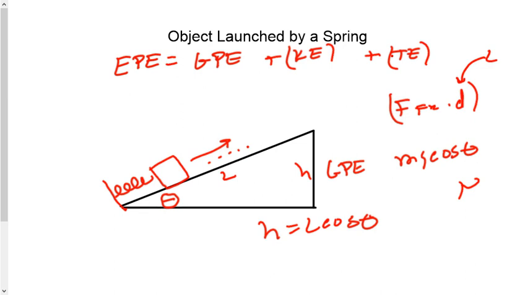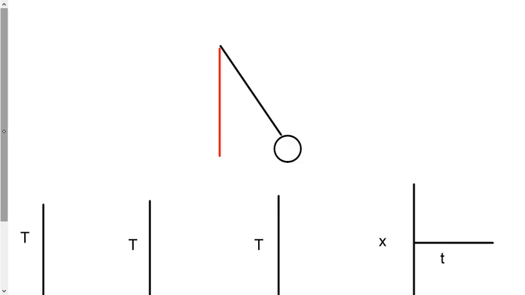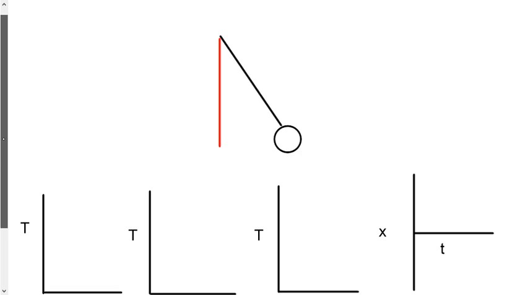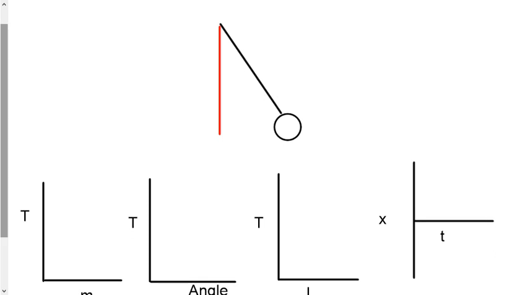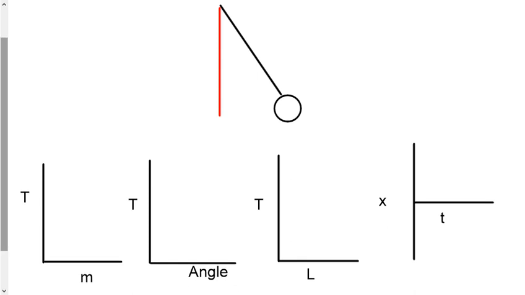All right, next experiment. Now, what if we're dealing with some kind of a pendulum, and this time the pendulum is just swinging back and forth, okay? And I want to make a couple graphs of this. Well, let's remember what the period is equal to for a pendulum. Period is equal to 2 pi square root of L over G. Okay? So here we go. So what kind of graphs can we make?